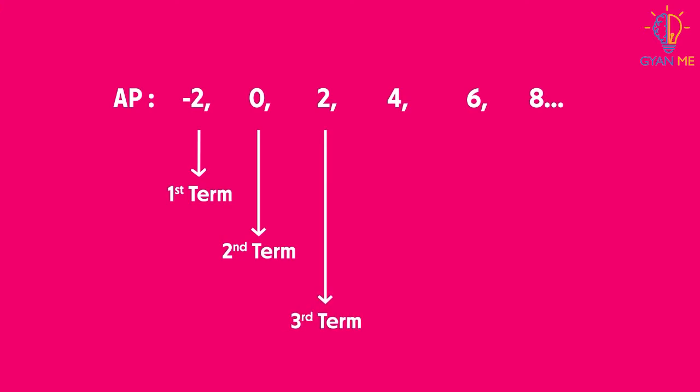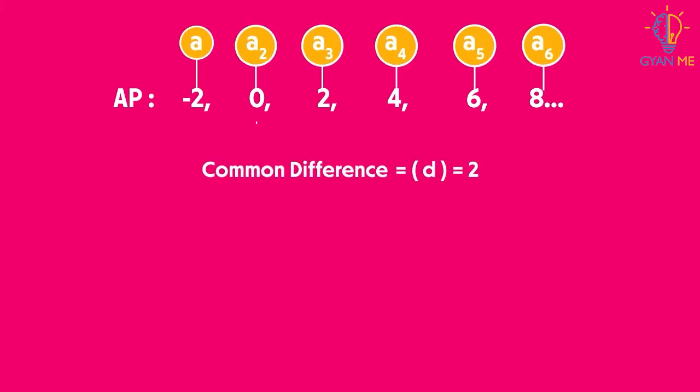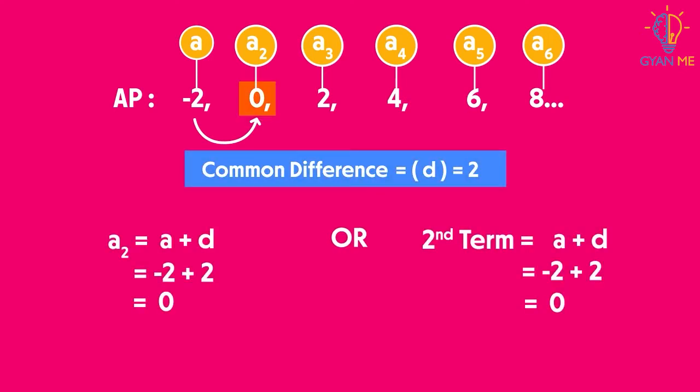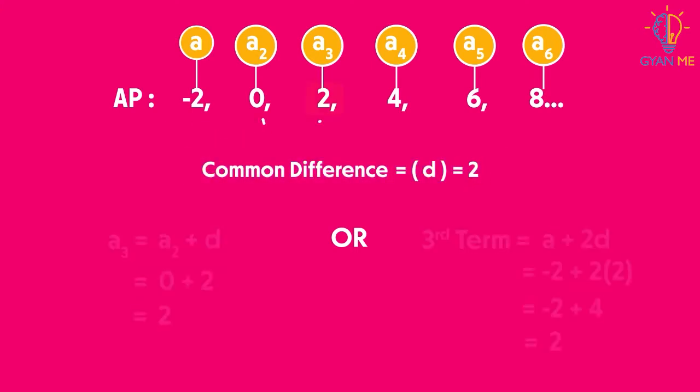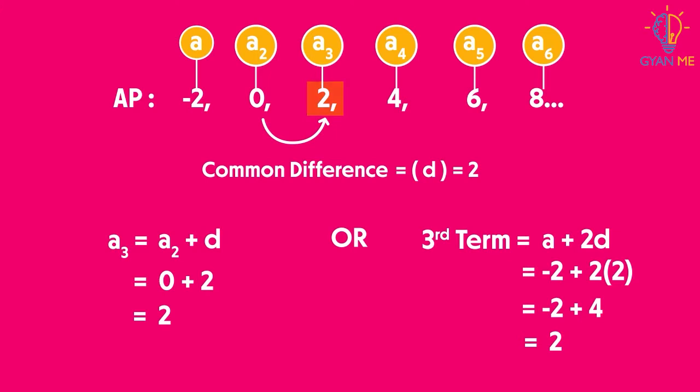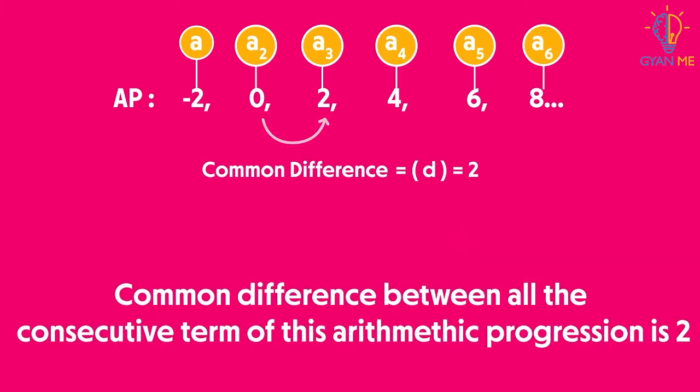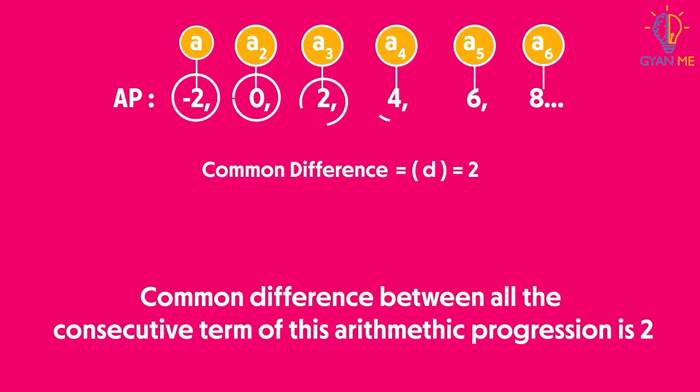Consider the same example of AP. Observe that here the next term is obtained by adding 2 to the previous term. So 0 is obtained by adding 2 to -2. Or we can also say that the difference between 0 and -2 is 2. Similarly, the third term is obtained by adding 2 to 0. Or the difference between 2 and 0 is 2. So we can say that the common difference between all the consecutive terms of this AP is 2.